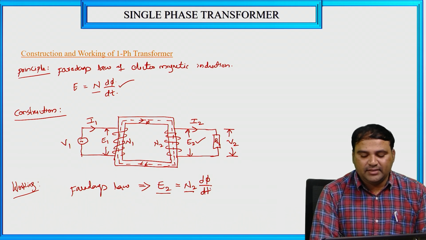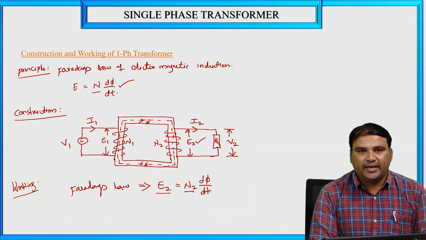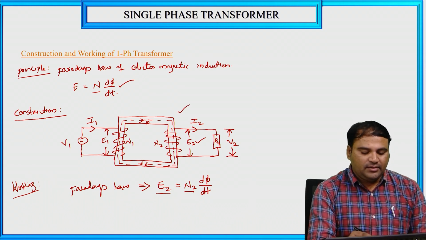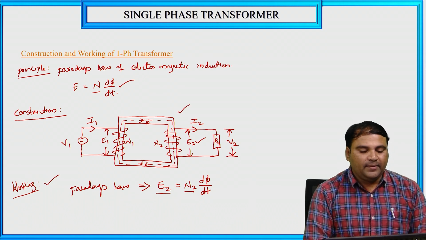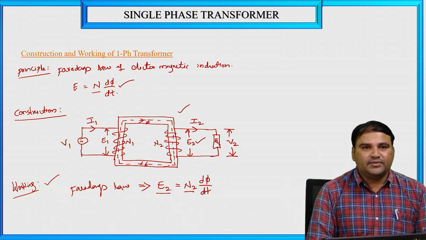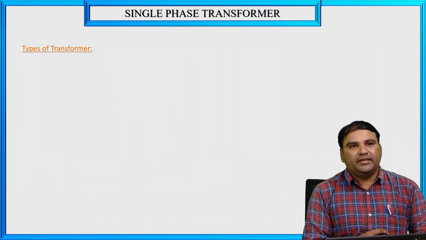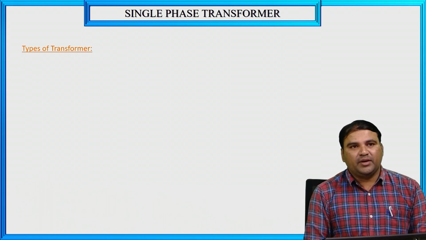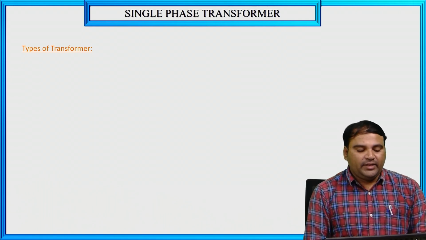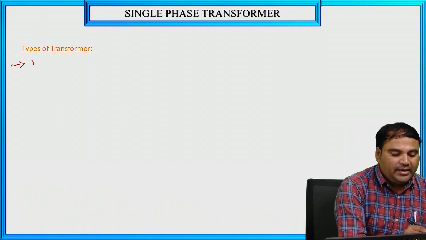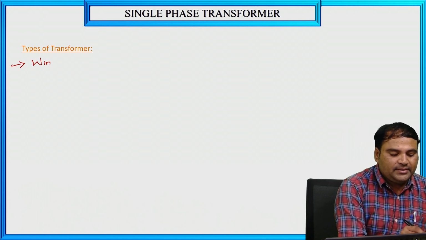Change in flux, that is d phi. dt is change in time. Right. So here is the construction and working of a single phase transformer. Okay. So now we are having the different types of the transformer. Here, first it depends on the windings.